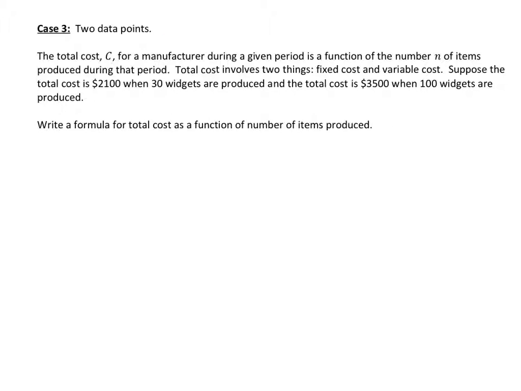Even though we're given 2 data points, I'm going to write them as some x sub 1 comma y sub 1 and some x sub 2 comma y sub 2. We're going to be given 2 points, but neither of those points is the y-intercept. So this is the same example as the last video, but we're just given different information.